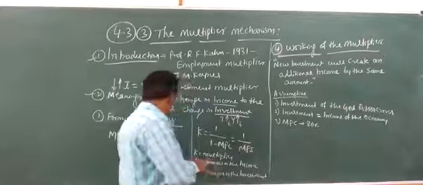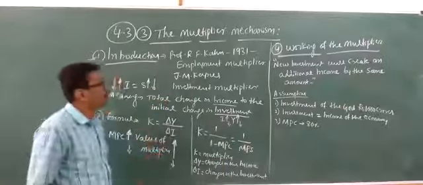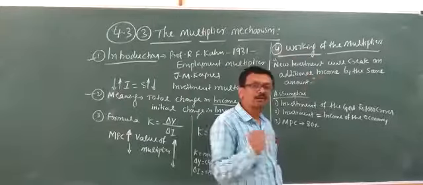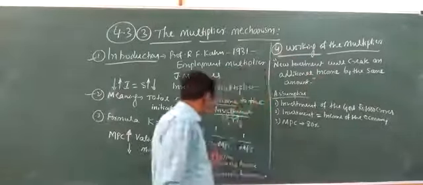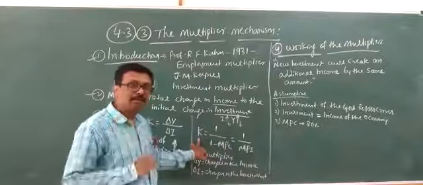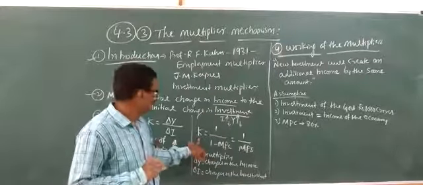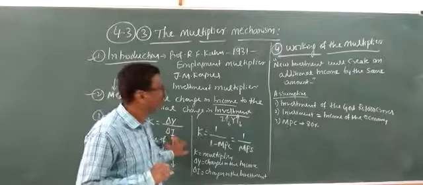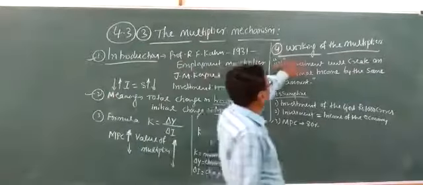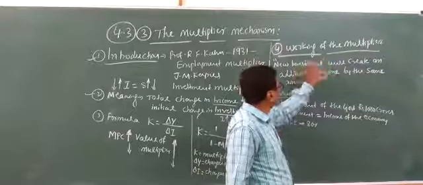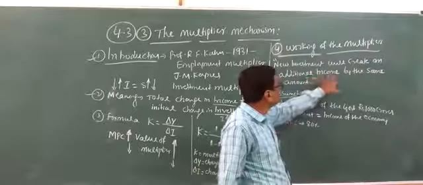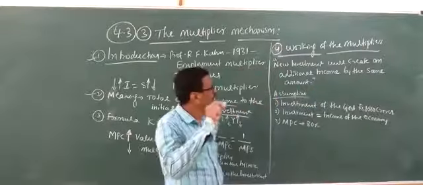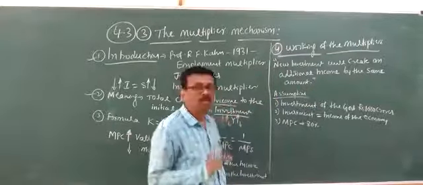Then we have to learn about the working of the multiplier. How does the multiplier work in the economy? The working of the multiplier mainly depends on MPC and MPS. K is equivalent to change in level of income divided by change in investment. The working of the multiplier means new investment will create an additional income by the same amount.